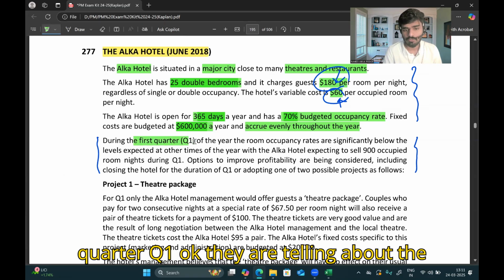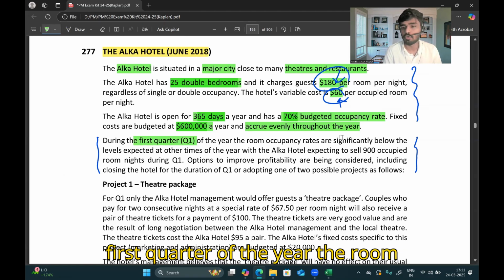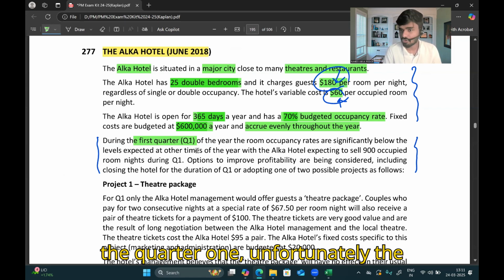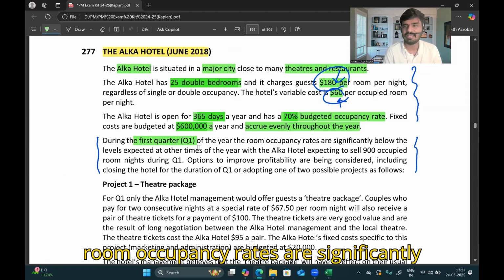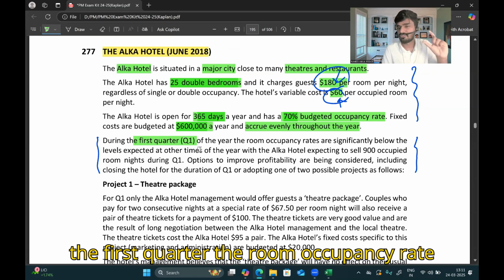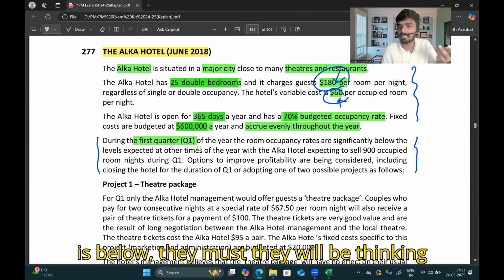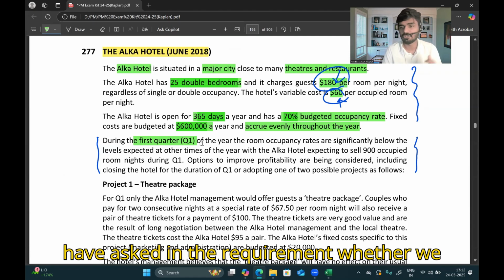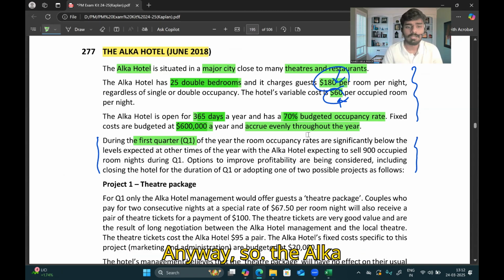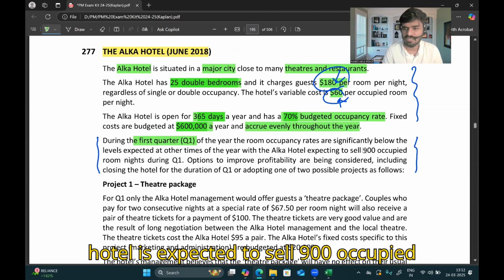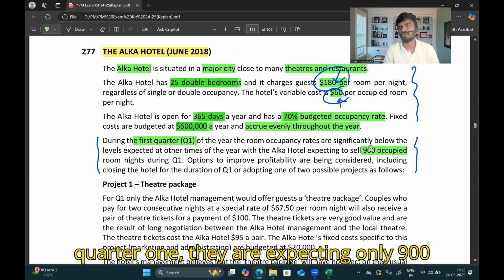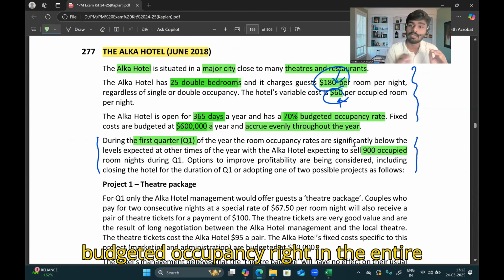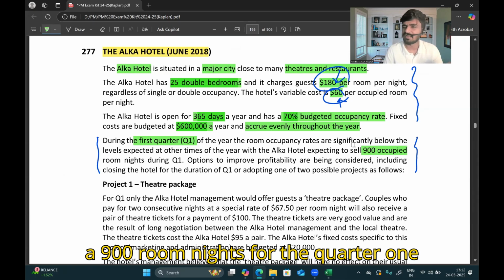During the first quarter, Q1, the room occupancy rates are significantly below the levels expected at other times. Unfortunately, for quarter one, the room occupancy rates are significantly below the other quarters. Since the room occupancy rate is low for the first quarter, they will be thinking about whether to shut down for quarter one or not. That's why they have asked in the requirement whether we should consider shutting down. The Alka hotel is expected to sell only 900 occupied room nights during quarter one. Actually they have a budgeted occupancy of 6,381 room nights in the entire year, but they are expecting only 900 room nights for quarter one.